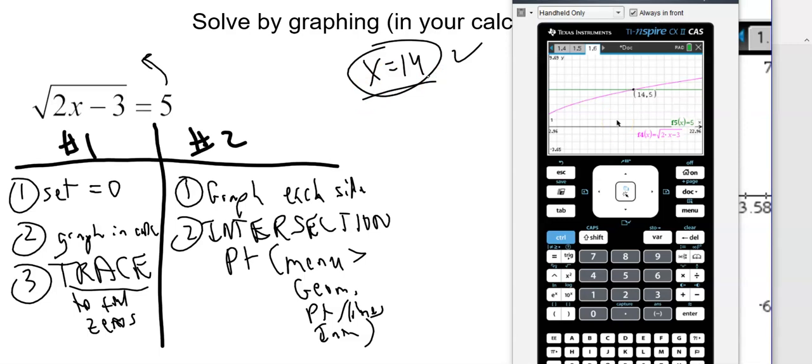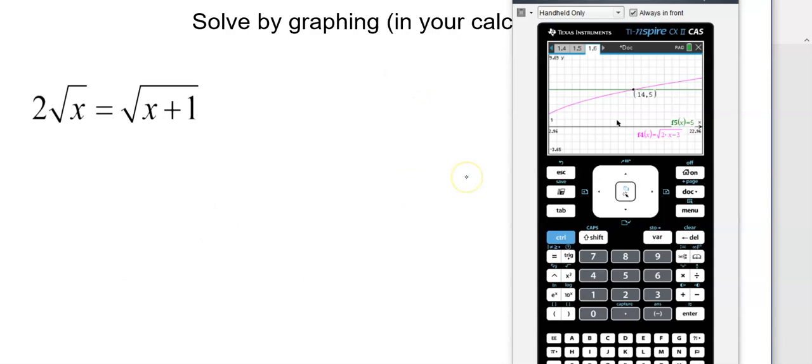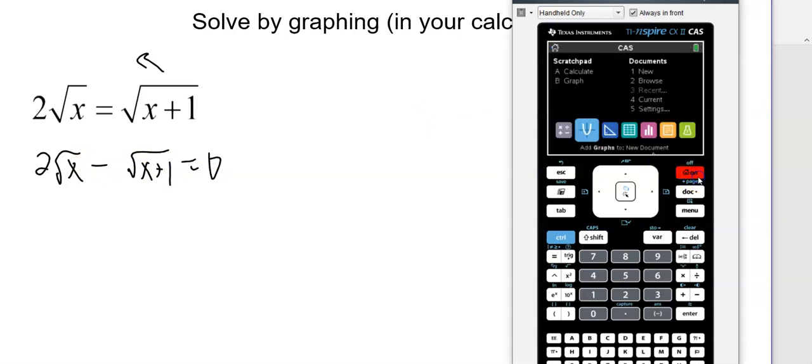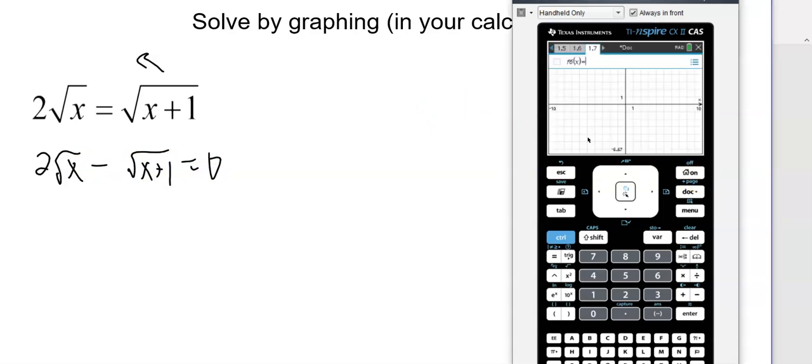Well, it's tougher for me, but it really helps if you just type in the right equation there, which I didn't do. Let's try it again. So using the first method, you might subtract that first. So you get 2 square root of x minus square root of x plus 1 equals 0. So to use that first method, you're just going to go, okay, I'm going to graph that.